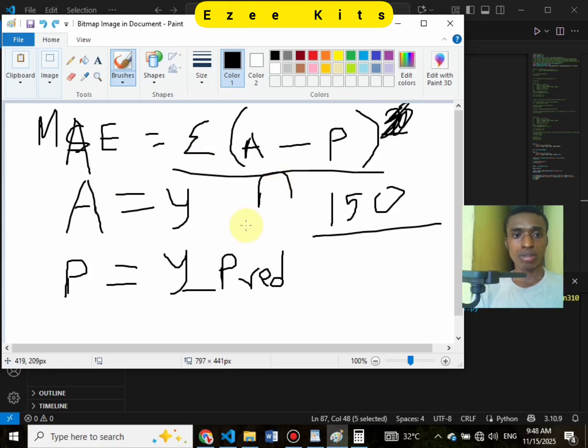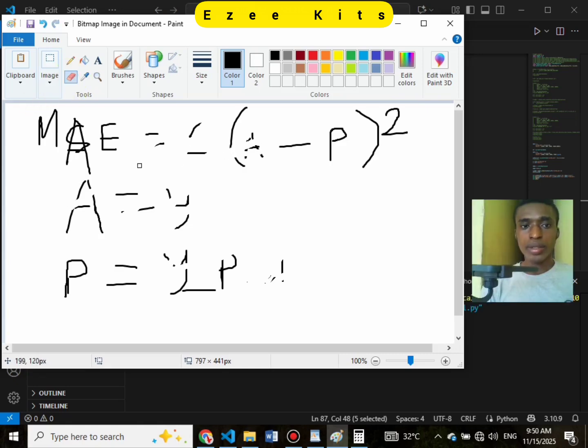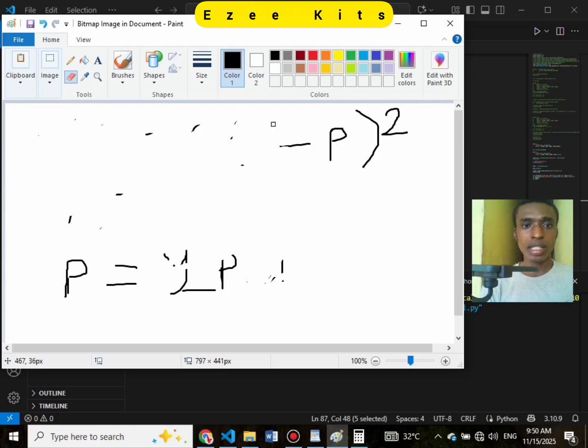For the R2 score, let me actually get rid of this. Okay, I think there should be something cleaner here, so let me get rid of all this. How can I make this bigger? Let me get rid of this. The R2 score is quite different compared to the mean absolute error and the mean squared error. Let me see, why can't I make this brush a little bit bigger? I think this actually settles it. Let's get rid of this.